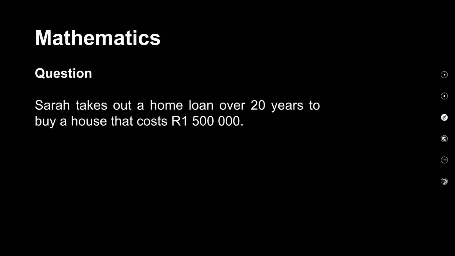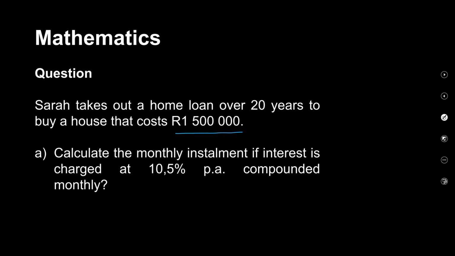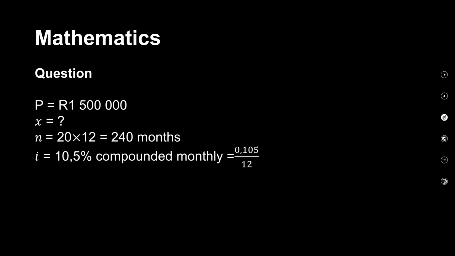So the very first question says, Sarah takes out a home loan over 20 years to buy a house that costs 1.5 million, right? And what we then want you to do is calculate the monthly installment if interest is charged at 10.5% per annum, which is compounded on a monthly basis. So this, in simple terms, it means we know what P is because we are talking about a home loan. We need to find what X is, and the period is 240 months because 20 years is the same as 240 months.